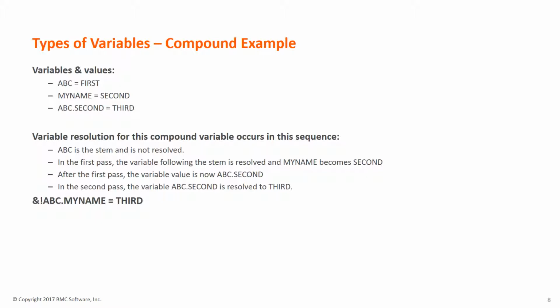And then on the next pass through, this time it's going to resolve the ABC stem dot second, which is what myName was. So ABC.second is equal to third. So at the end of the day, the ampersand exclamation point ABC.myName is equal to third.